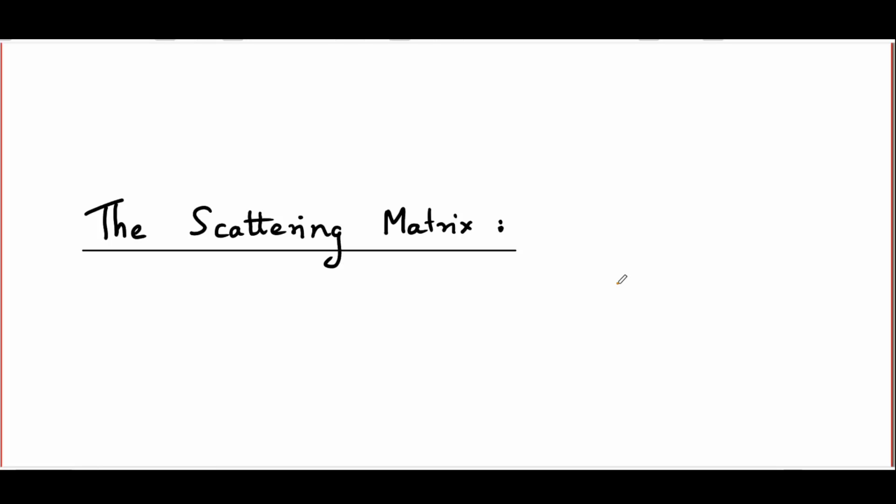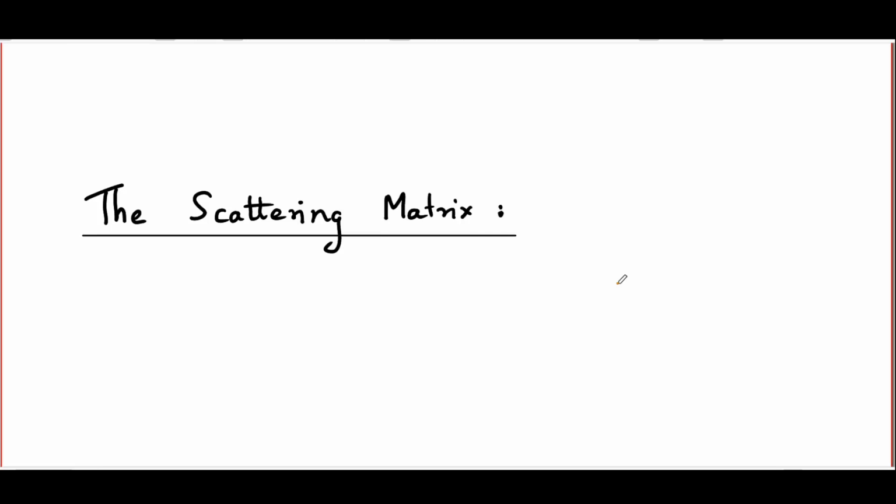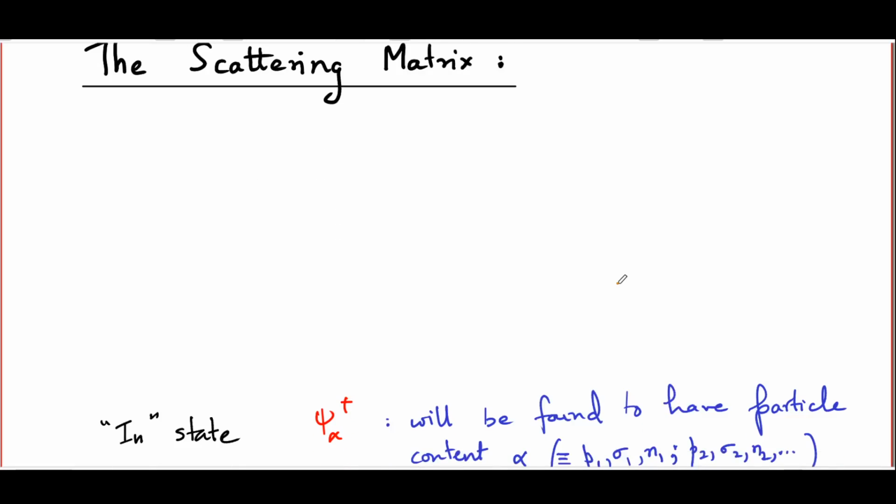Let me remind you before that we are working in the Heisenberg picture so that manifest Lorentz covariance is easier to demonstrate. But that means that our states do not evolve in time, but operators, of course, do. And in this context, we defined two distinct classes of states.